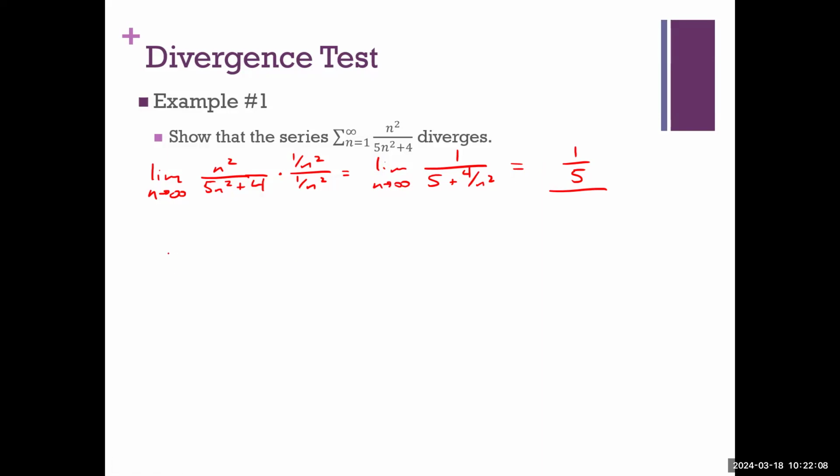Absolutely. So the limit of this sequence is 1/5. More importantly, it's not 0. Do we know this symbol here? Don't ask me why. That means therefore. Therefore, this series diverges.